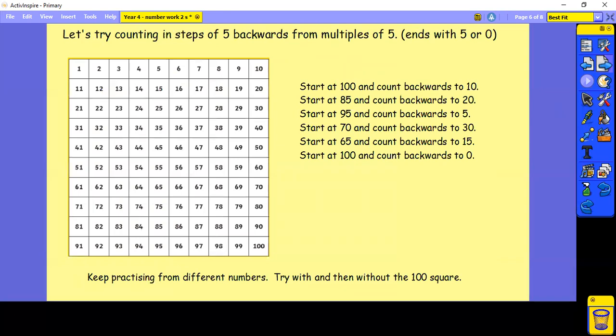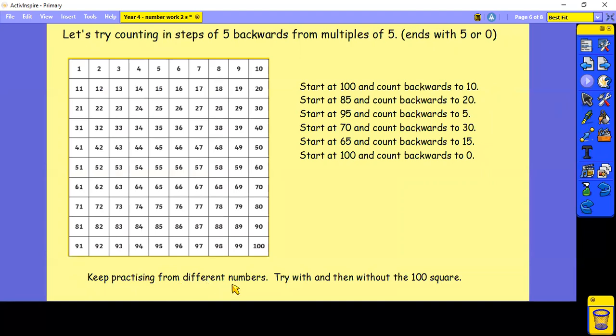So let's try counting in steps of 5 backwards from multiples of 5. Remember, a multiple of 5 ends with a 5 or a 0. Start at 100 and count backwards to 10. Start at 85 and count backwards to 20. Start at 95 and count backwards to 5. Start at 70 and count backwards to 30. Start at 65 and count backwards to 15. Start at 100 and count backwards to 0. Pause whilst you have a try.